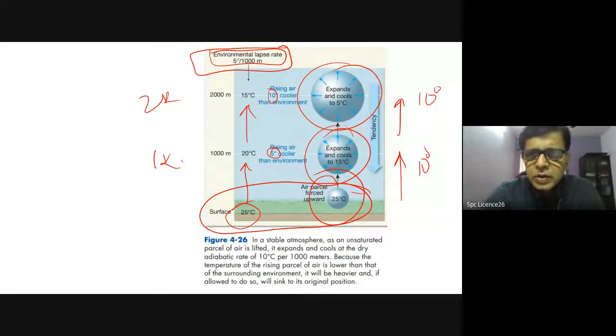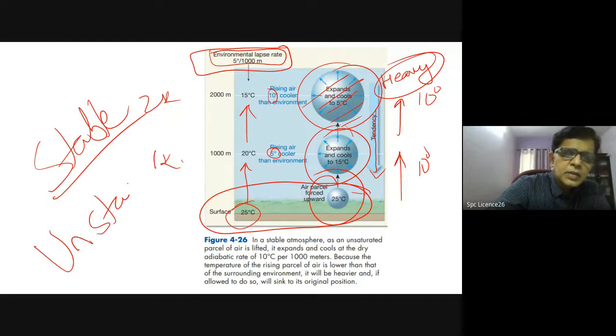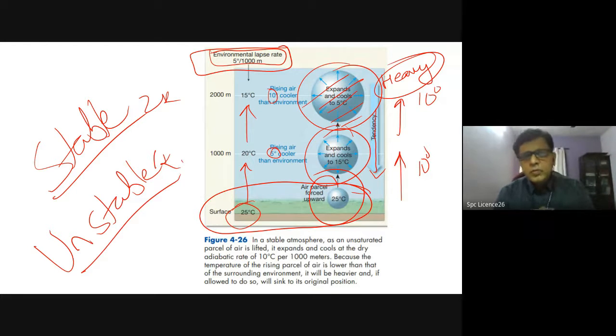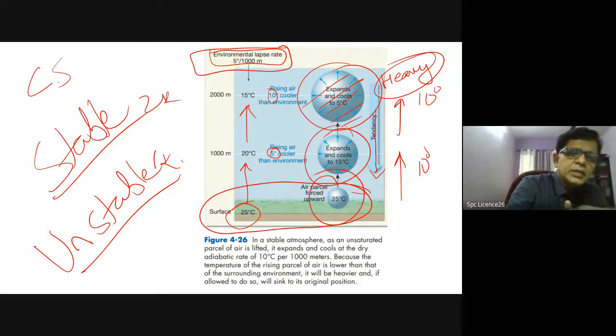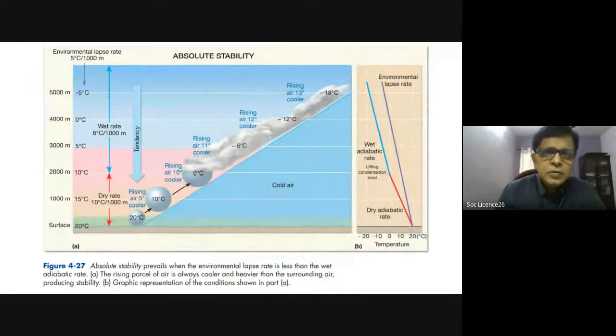Now because this is cooler, this will become heavy. Because it is heavy, there will be a tendency to come down. Whenever there is a tendency to come down, these are called stable conditions. When there is a tendency to go up, these are called unstable conditions. Now there could be a stage wherein you have partial stability, partial instability. This is called conditional stability, and it is these three states of air that we are going to study one by one. We'll start with the first one, absolute stability.